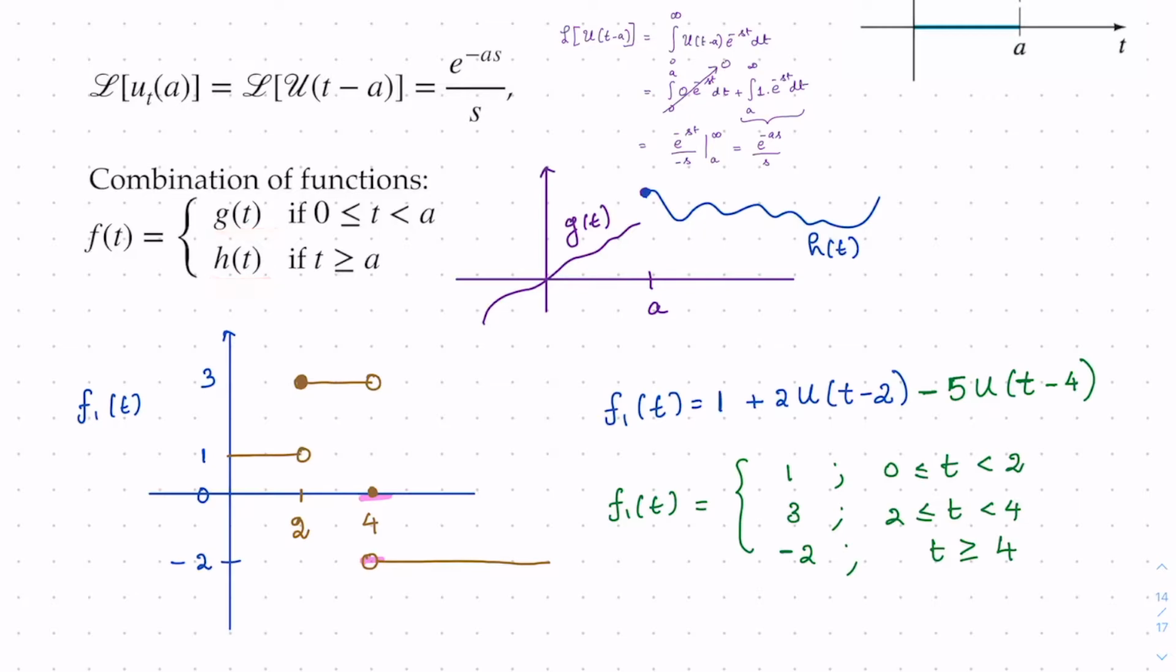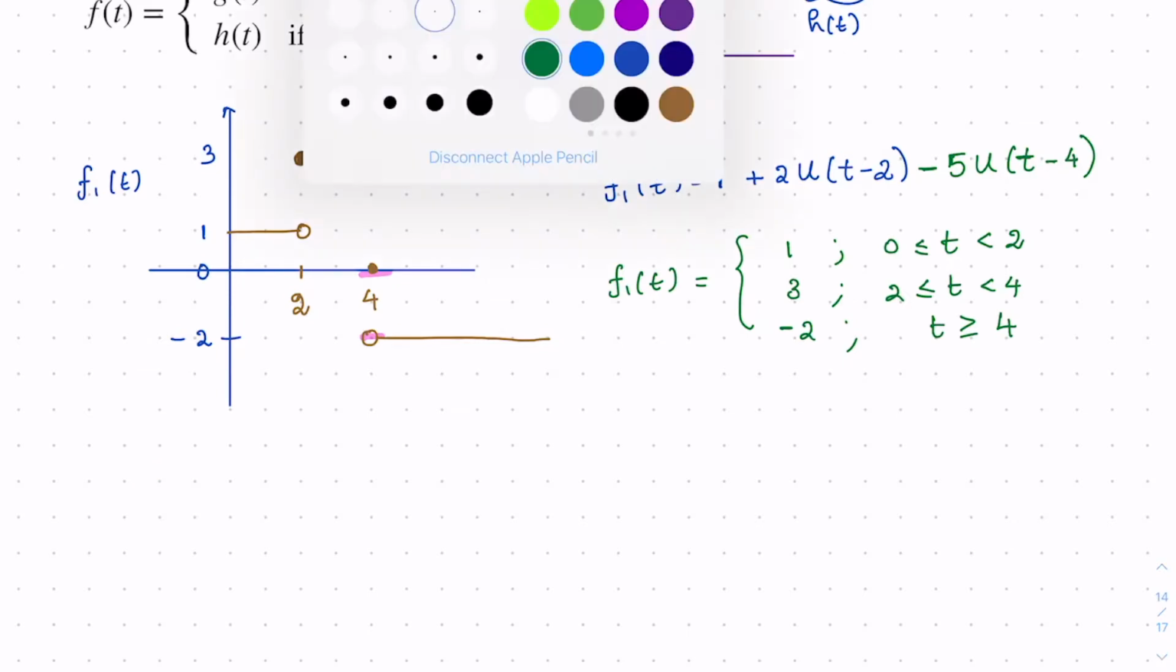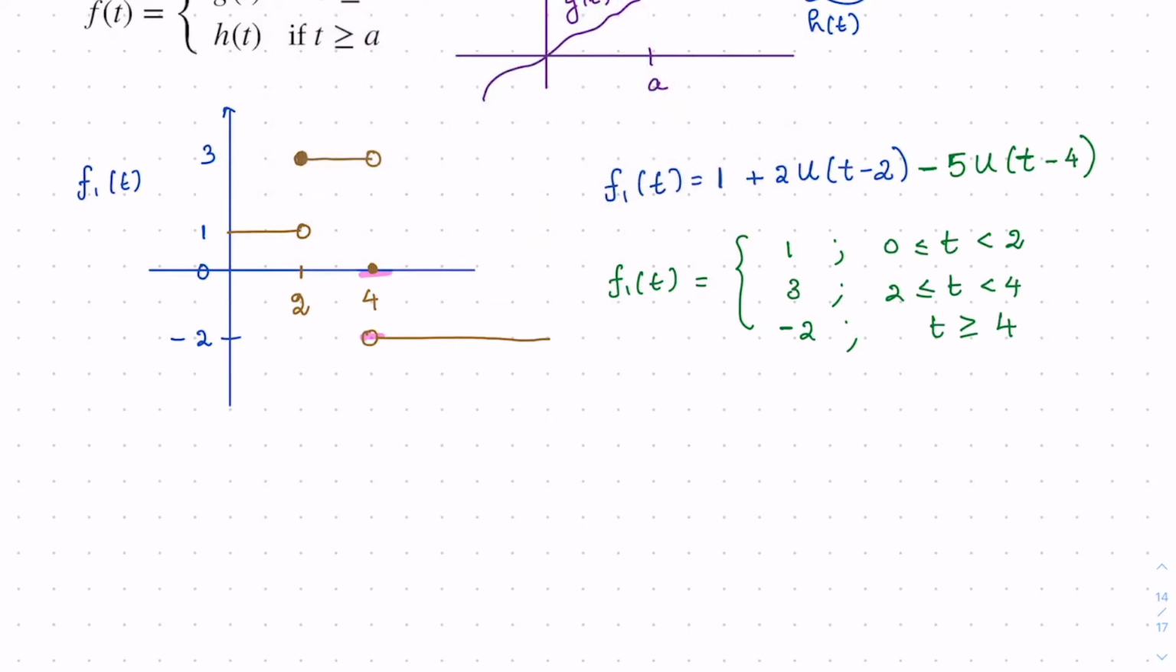But before I do that, I want to show you one other thing, and then we will take a look at that particular one right there. What I want to show here is the following. I want to see what happens when I multiply u of t with a function. How is that function going to look, right? Let's take a look at this one. So for example, if you take a look at, let me use a different color.